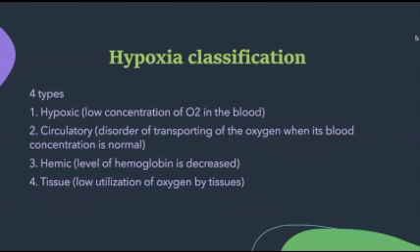We have 4 types of hypoxia in the hypoxia classification. Hypoxic type is a low concentration of oxygen in the blood. Circulatory type is a disorder of transporting of oxygen when its blood concentration is normal. Hemic type is when the level of hemoglobin is decreased. And tissue type is low utilization of oxygen by tissues.